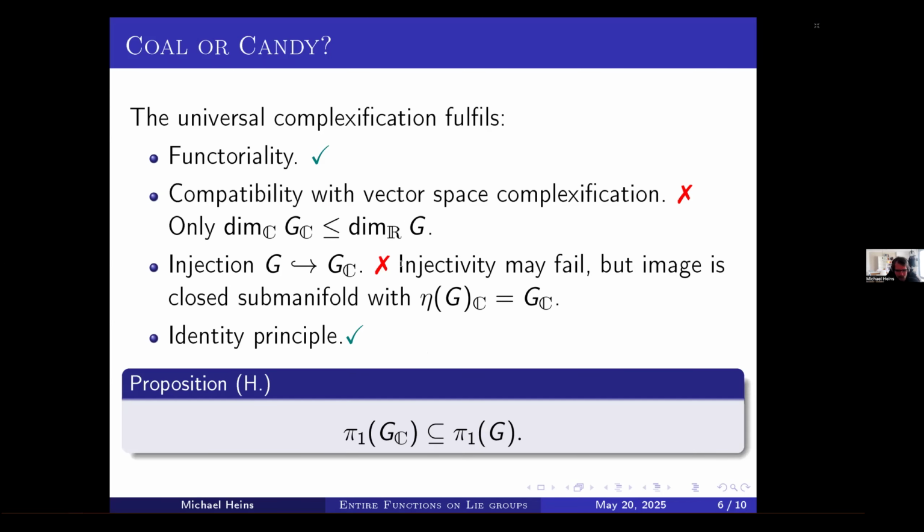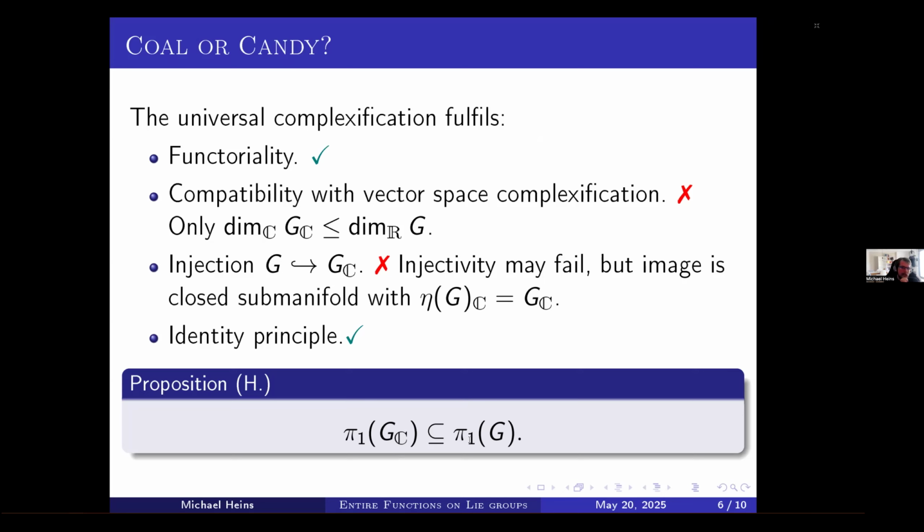Okay, I have to speed up a bit, but fine. Finally, one proposition that I've found nowhere in the literature, but I'm sure people knew this. So the pi1, the fundamental group of GC, is at most as complicated as the fundamental group of G. This is important because I want to extend functions. I have already kind of forced the Taylor series to converge, but that's not enough.